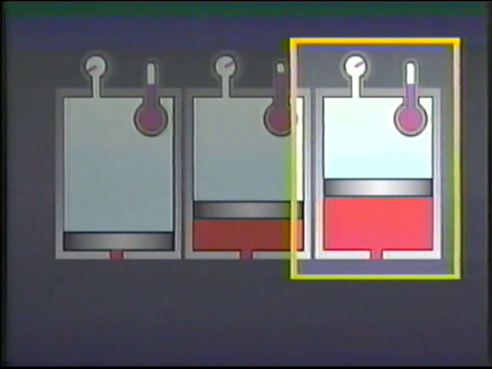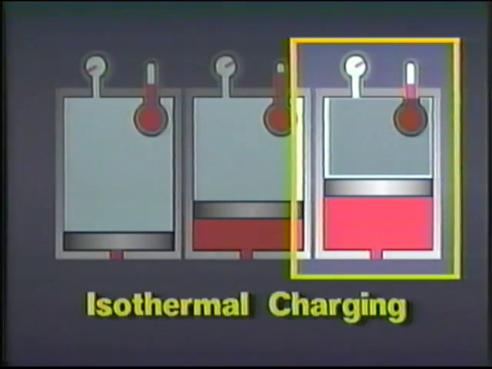However, if the accumulator is filled with fluid slowly enough that the gas pre-charge heats up very little, the usable volume will be larger because the gas takes up less space. This is called isothermal charging.